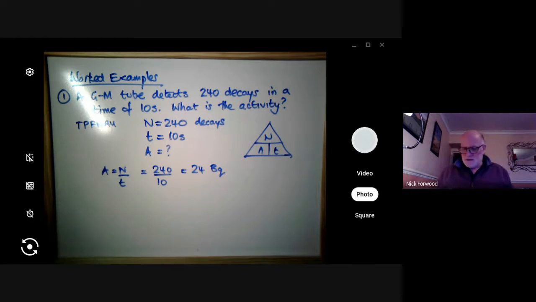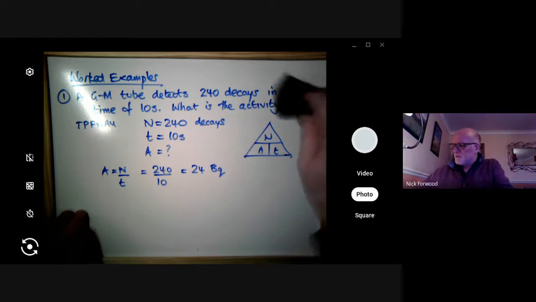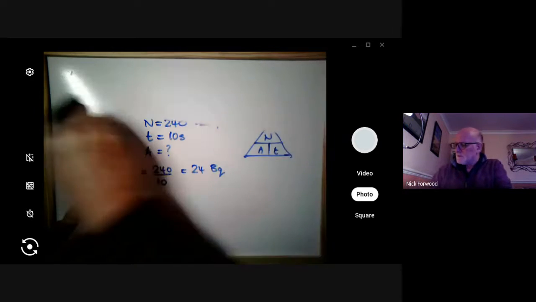Right. So I'm going to do an example on each page. Pause, stop, copy down as appropriate. Worked example number 2.